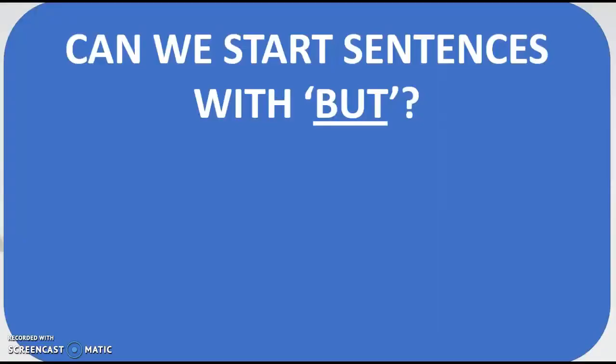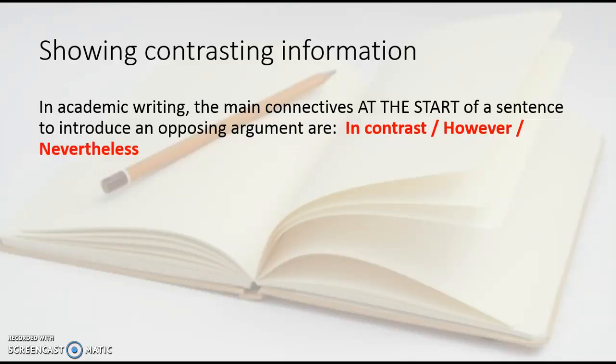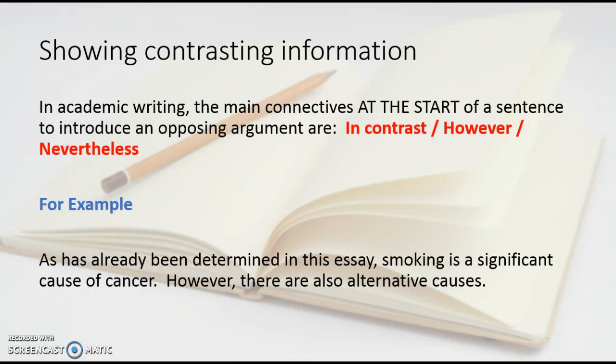If we move on to but, can we use but to start a sentence, to offer an alternative point of view? Absolutely not. Again, with our friends, there's no problem in doing that, but in academic writing, we expect more sophisticated language. So alternative expressions would be in contrast, however, or nevertheless. Now, most of the time people use however, which is no problem, but in contrast and nevertheless are alternatives if you'd like to use it. So if we use a sentence which is related to the example paragraph we looked at in lesson with your teacher, is, as already has been determined in this essay, smoking is a significant cause of cancer.